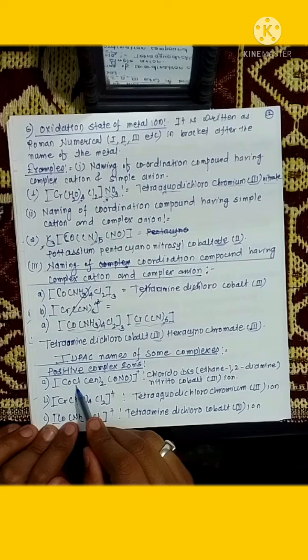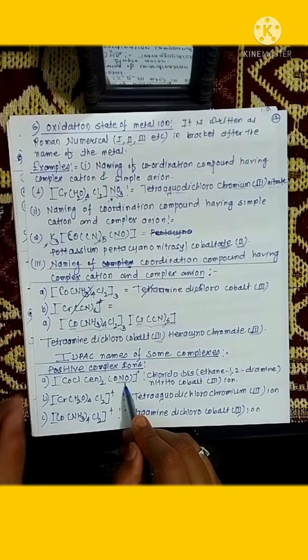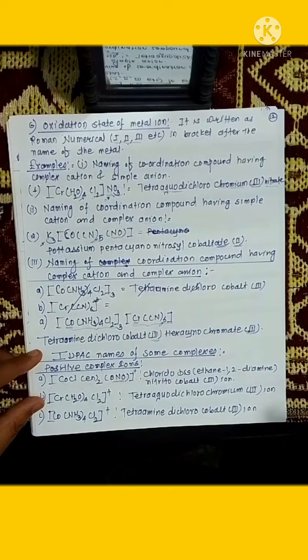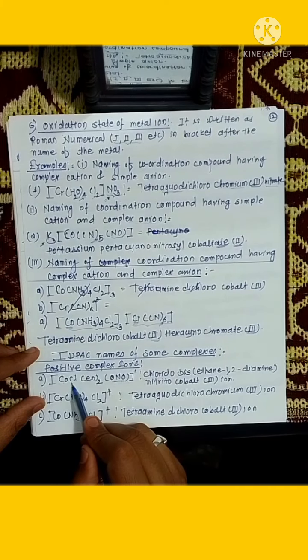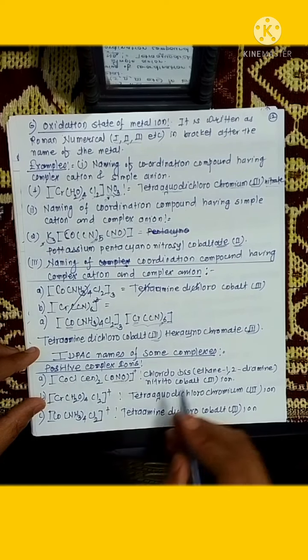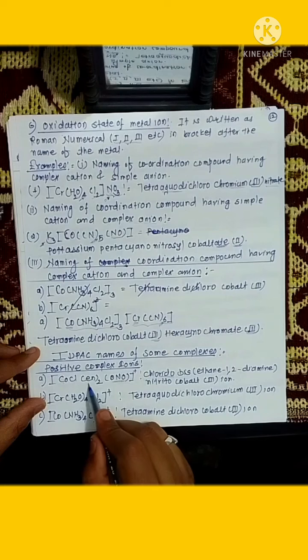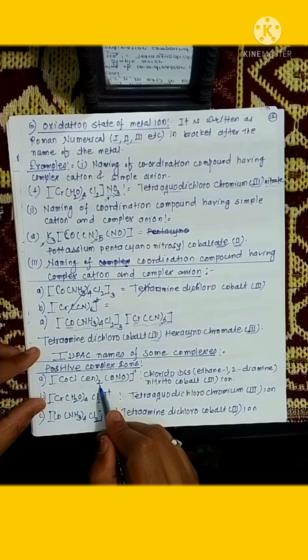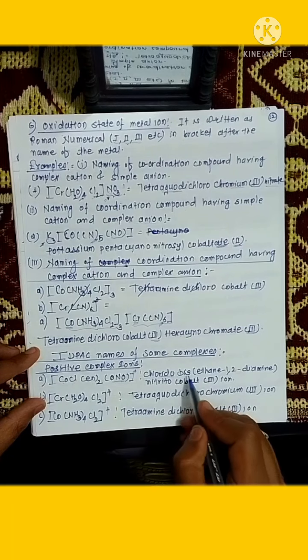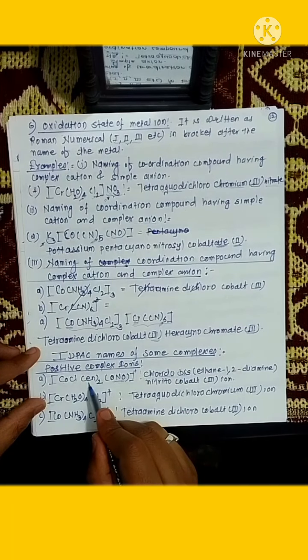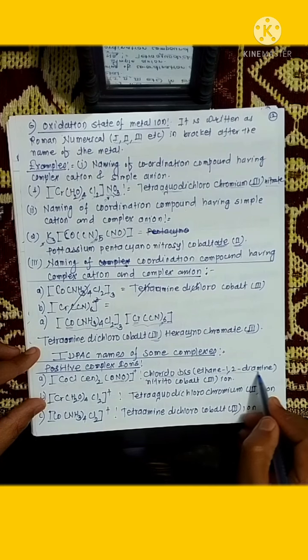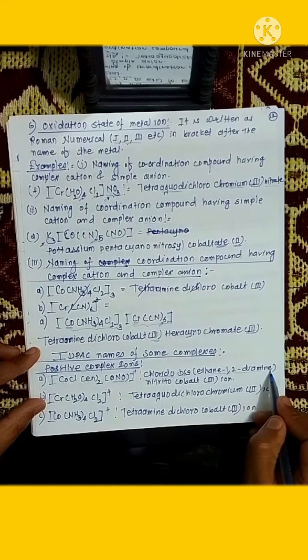So what is the name of this positive complex ion? According to alphabetical order, chlorine is written first, but chlorine is a negative ligand, that's why it is written as chlorido. Ethylene diamine already contains the di prefix, and there are two molecules of it, so bis is written and the name of the ligand is written inside the bracket. It can be written as ethylene diamine or ethane-1,2-diamine.